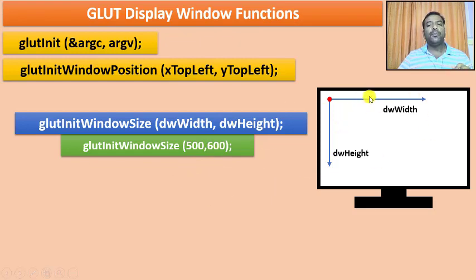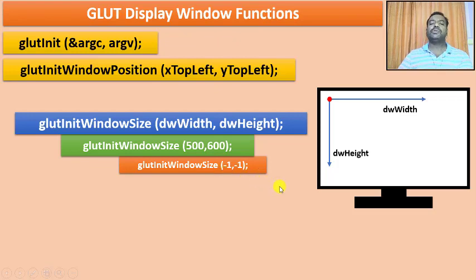But if you give a value larger than the width of your monitor, then it will go outside the monitor as a view. So make sure the value you give will fit into your monitor window. And if you want the default size, just give -1 comma -1, and in an OpenGL program by default the size of the window is 300 comma 300.